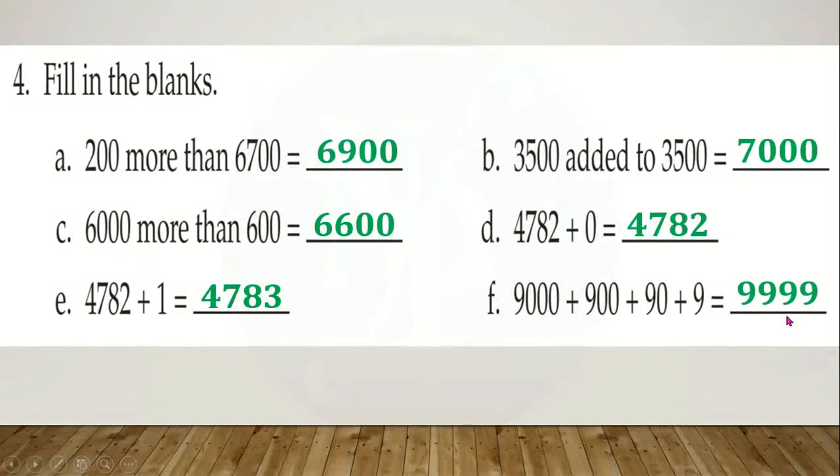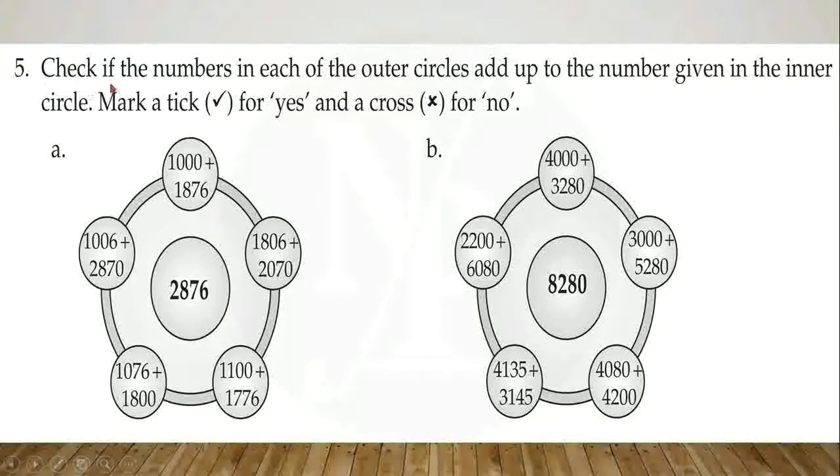Now let us move to the next question. 5. Check if the answers in each of the outer circles add up to the number given in the inner circle. Mark a tick for yes and a cross for no. So ಏನು ಮಾಡಬೇಕಪ್ಪ ಇಲ್ಲಿ ಅಂದ್ರೆ ಇಲ್ಲಿ the numbers are given in circles. There is the inner circle, ಇದು inner circle, ಇದು ಒಳಗೆ ಇರುವಂತದ್ದು. So we have 5 outer circles. ಸೊ ಈ ಔಟರ್ ಸರ್ಕಲ್ ಇರುವಂತಹ ನಂಬರ್ಗಳನ್ನು ಆಡ್ ಮಾಡಿದ್ರೆ ಸಮ್ ನಿಮಗೆ ಎಷ್ಟು ಬರಬೇಕು, ಇನ್ನರ್ ಸರ್ಕಲ್ ಎಷ್ಟು ಬರಬೇಕು. ಅದು ಬಂದ್ರೆ ಸಮ್ ಎರಡು ಮ್ಯಾಚ್ ಆಗುತ್ತೆ.